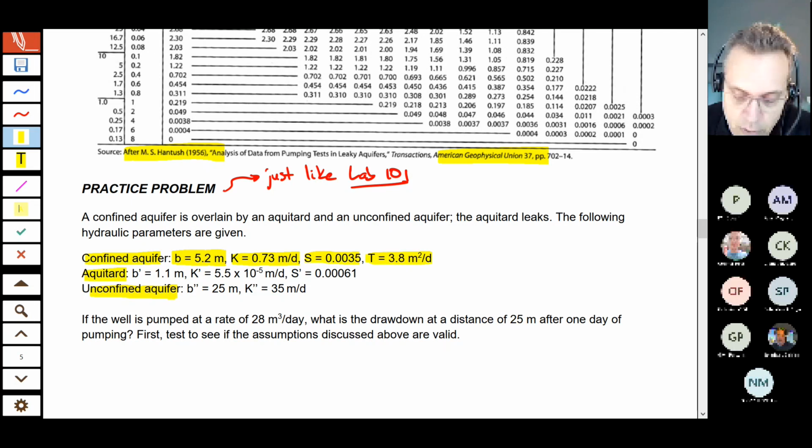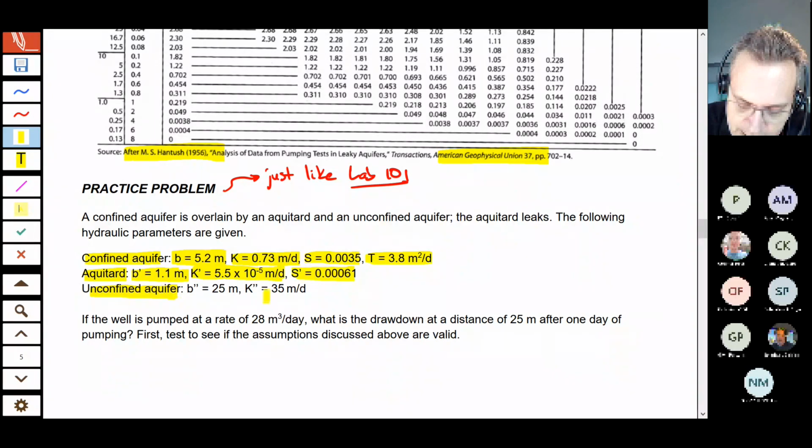Okay, what's going on with the aquitard? Here it's fairly thin with respect to the confined aquifer. So it's only 1.1 meters. Look at the hydraulic conductivity on it, hey? Look how low it is compared to the hydraulic conductivity of the semi-confined aquifer. Quite a difference. And also a difference in the storativity as well.